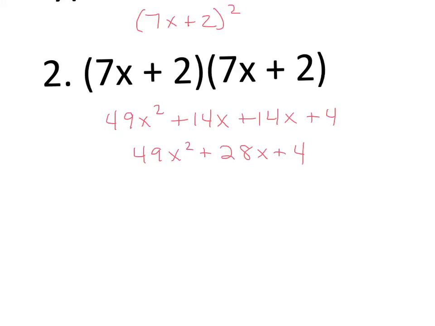Okay, so again, since I have the same thing written twice, that's a perfect square. Anytime I have two identicals, that means perfect square. So I've got perfect square. And since it's addition, I'm going to put sum.